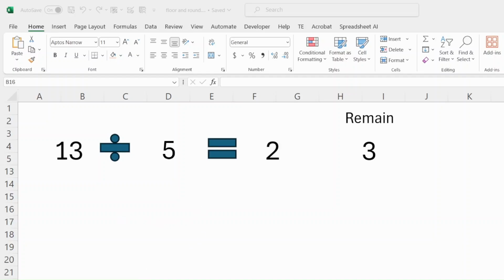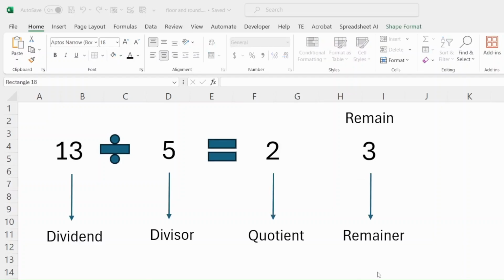So the equation here is 13 divided by 5 equals 2, and there's 3 remaining. In this equation, 13 is the dividend, 5 is the divisor, 2 is the quotient, and 3 is the remainder.